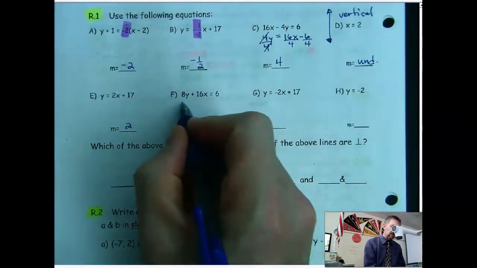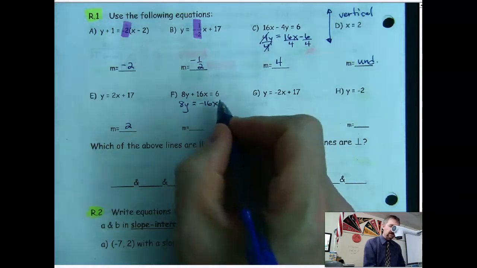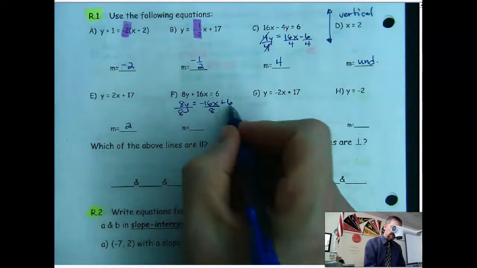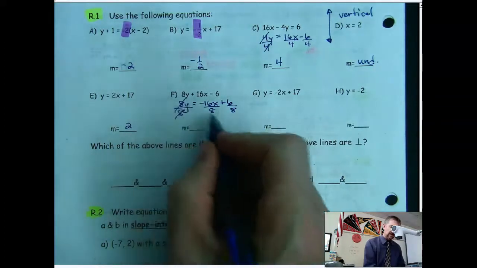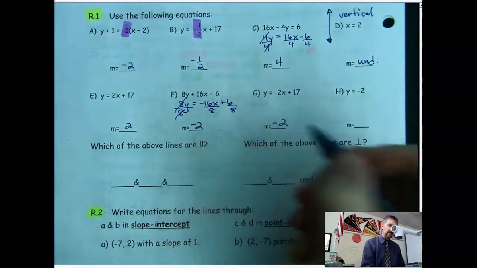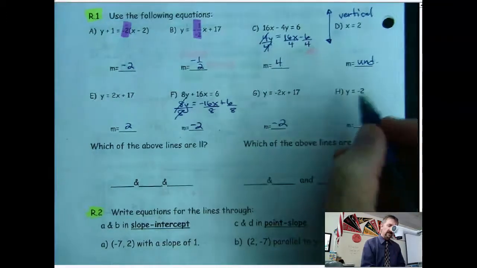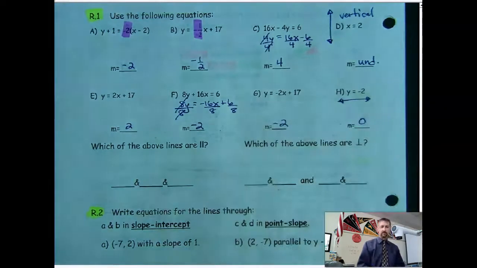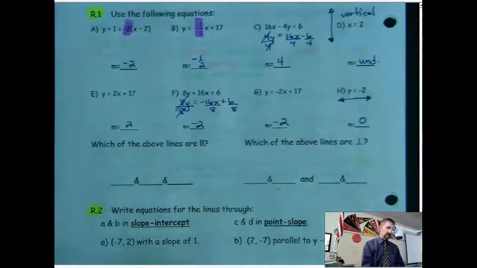Here, we need to subtract 16x from both sides and divide by 8. So all we care about is what's in front of the x when y is by itself, which it is now, so that's -2. And here again, that's -2, that's in slope-intercept form, it's right there. And finally, this last one is a horizontal line, and that has a slope of 0. And that's actually okay.